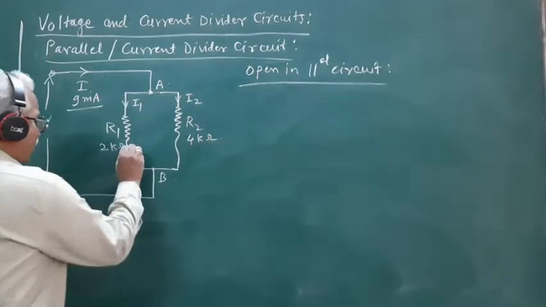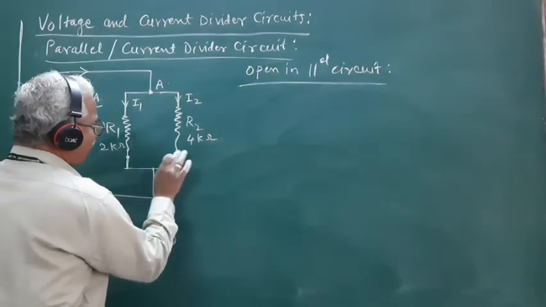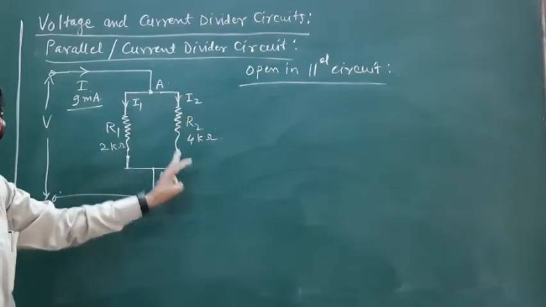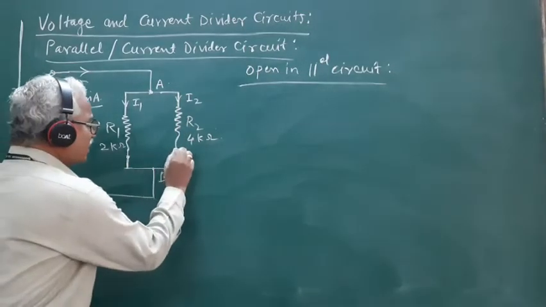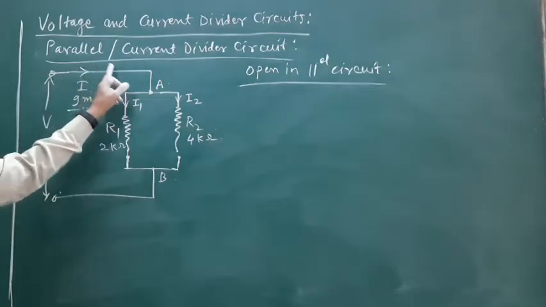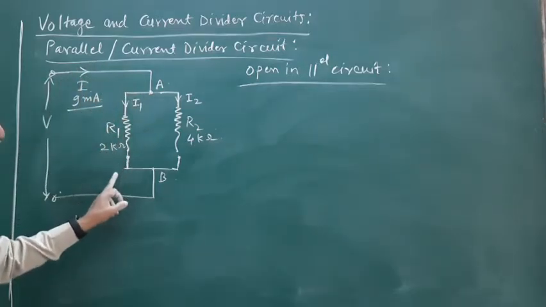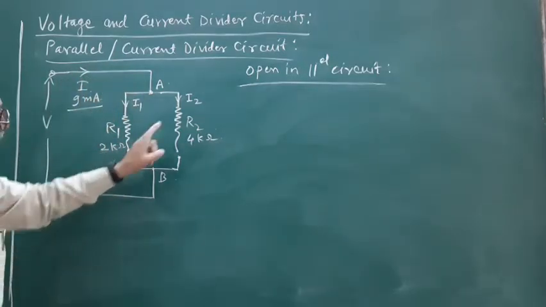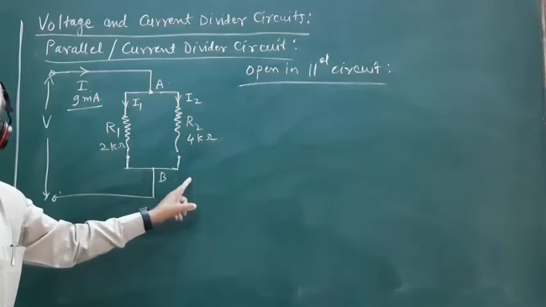Or else, if the open appears in the second branch containing the resistance R2, then whatever current is drawn from the source, all that current will flow through this resistance R1 and no current will flow through the resistance R2.